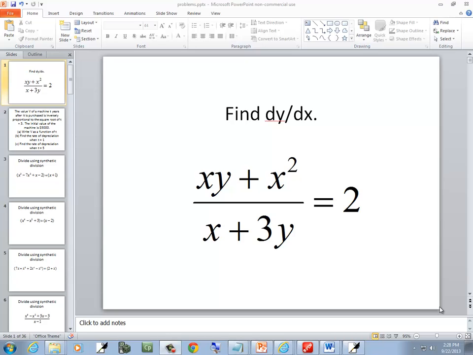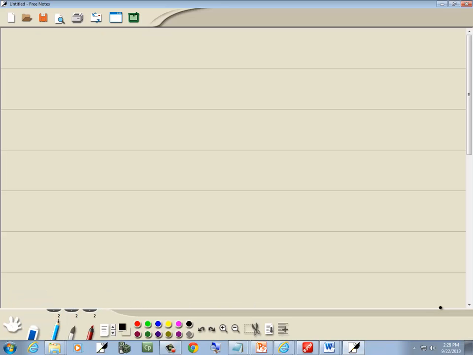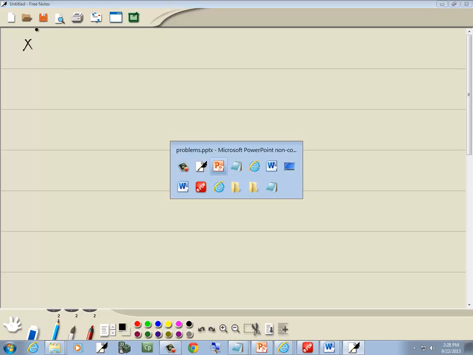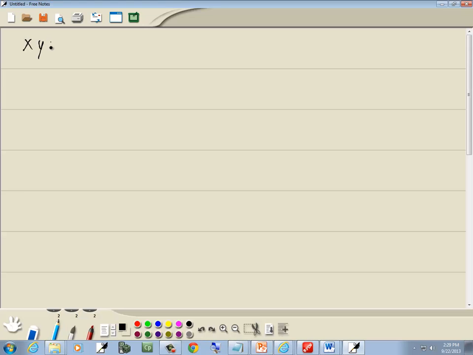Let's take a look at this problem. We've got (xy + x²)/(x + 3y) = 2. Well, we could dive right in using the quotient rule, but that would be overkill. Let's first get rid of the fraction.